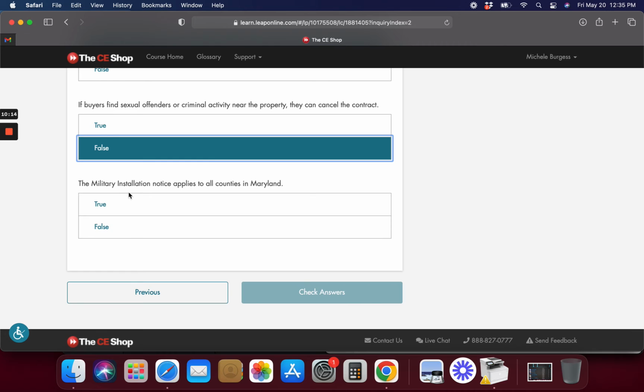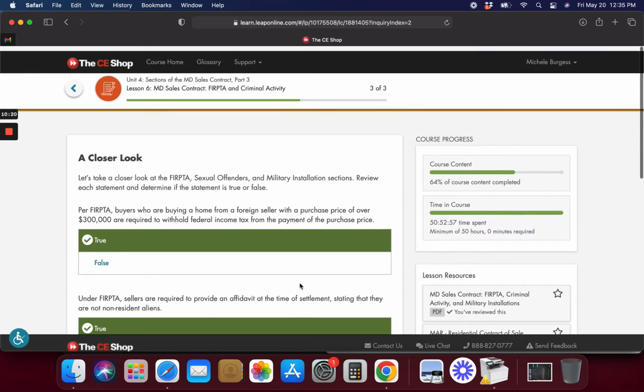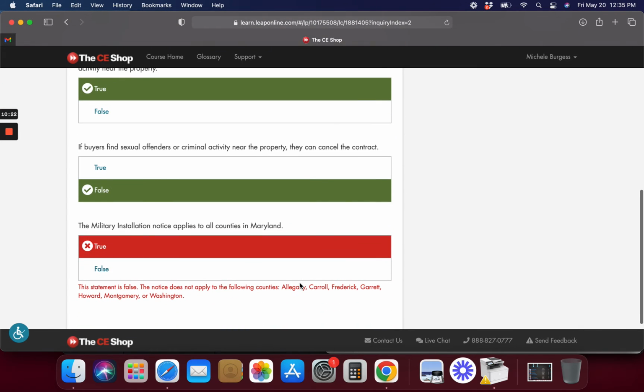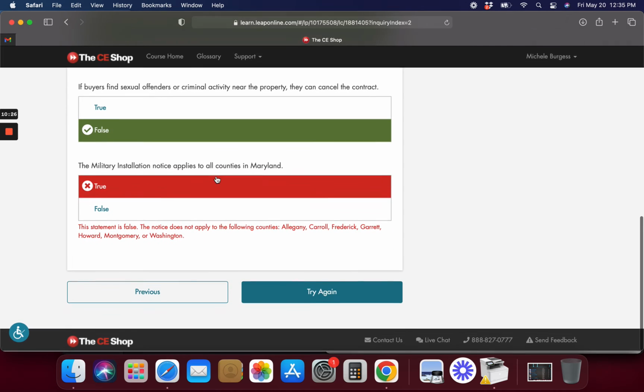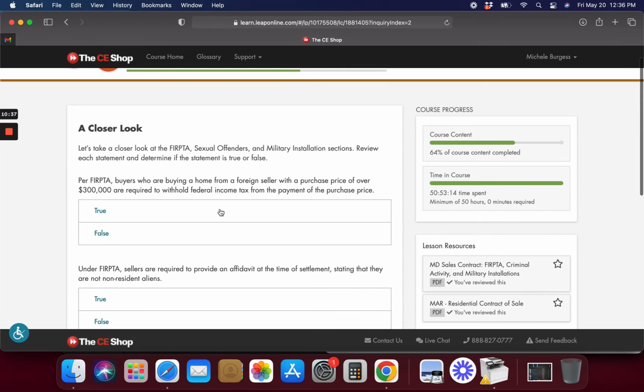The military installation notice applies to all counties. I'm guessing that's true. We'll find out. No, it doesn't. Okay. So everything else we got right. The buyer is responsible, and they can also not cancel a contract because of sexual offenders. You should do that before you put in a contract, by the way. Frederick, Howard, almost all the counties here in Maryland. Okay. So, what did I say this was? I have no idea.